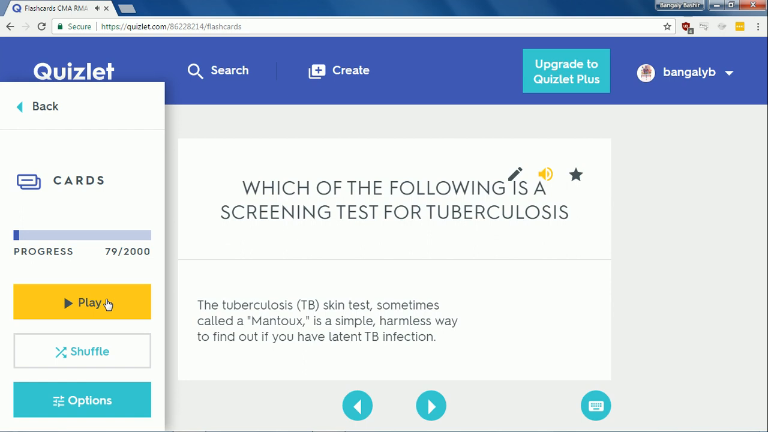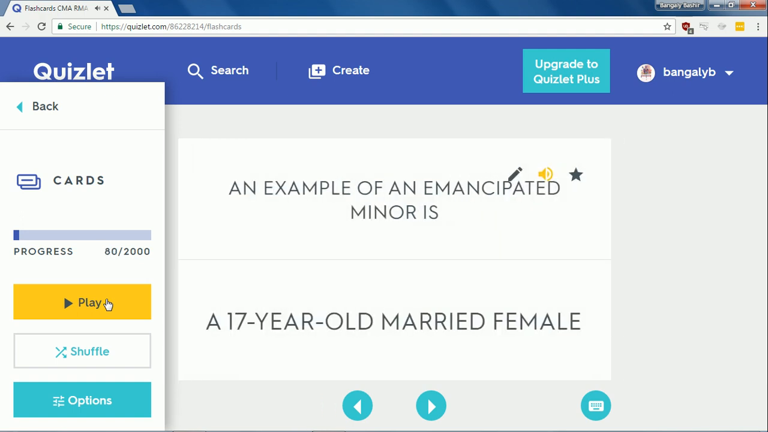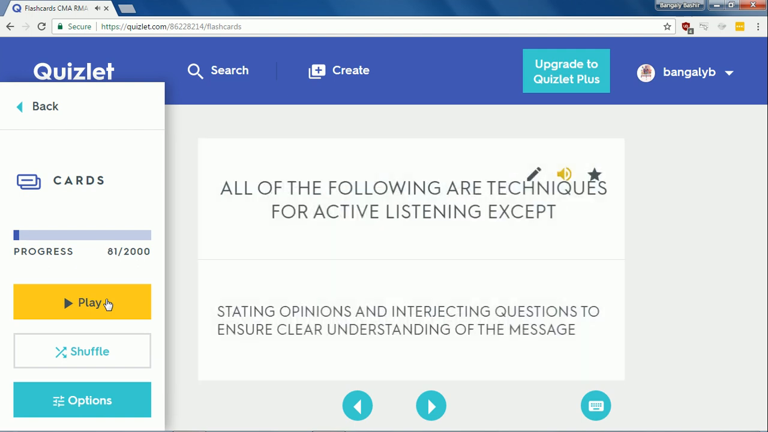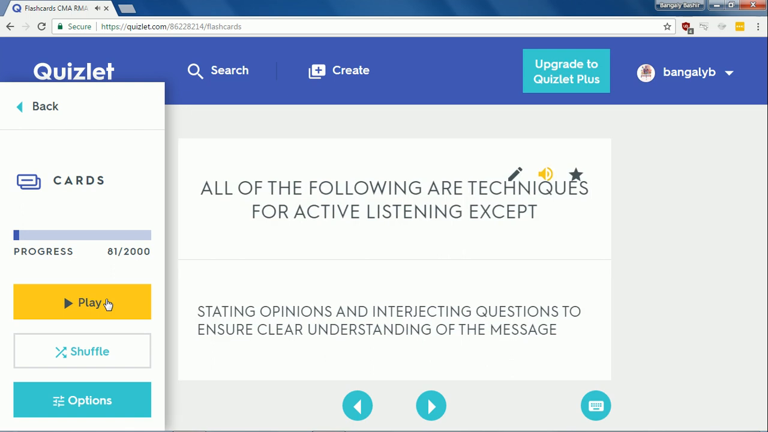Which of the following is a screening test for tuberculosis? The tuberculosis skin test, sometimes called a Mantoux, is a simple, harmless way to find out if you have latent TB infection. An example of an emancipated minor is a 17-year-old married female. All of the following are techniques for active listening except stating opinions and interjecting questions to ensure clear understanding of the message.